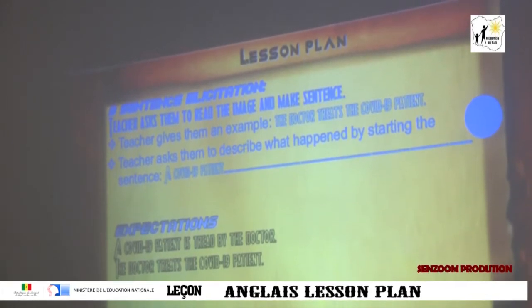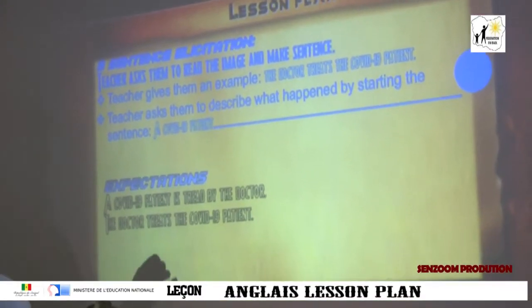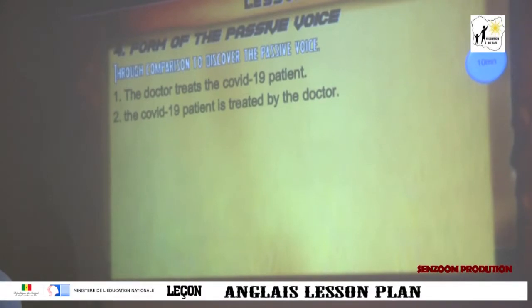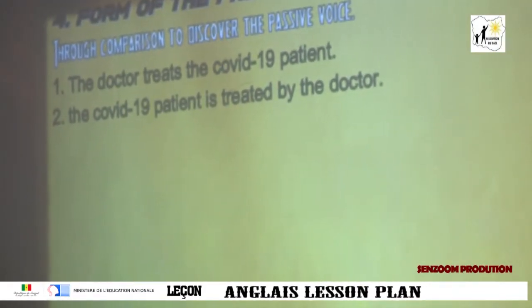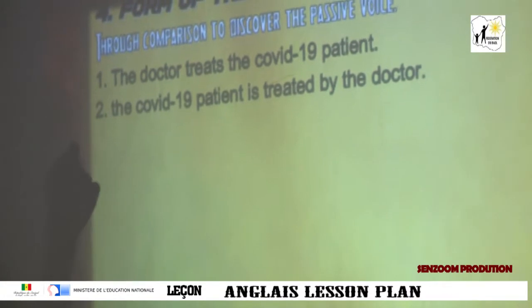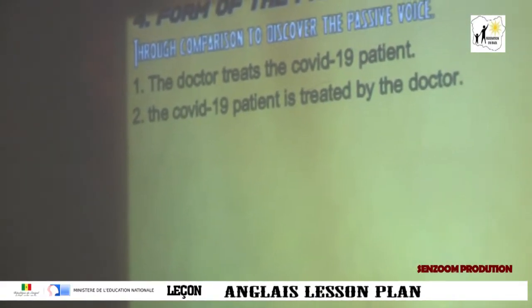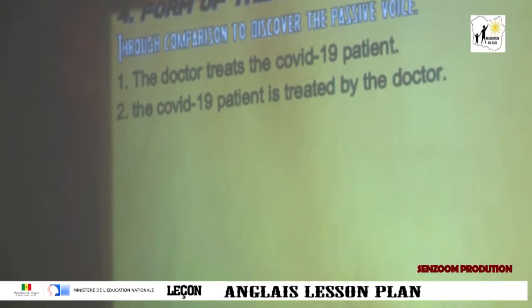Sentence number one. Identify the sentence number one. Is the sentence number one in passive voice or active voice? Mbanyik? Okay. The sentence number one is in active voice. Why? Because the subject, doctor, does the action of the verb. And the sentence number two is in the passive voice. Why? Because the subject is not doing the action, but the subject receives the action of the verb. Meaning, the COVID-19 patient does not treat himself, but he is treated by a doctor.